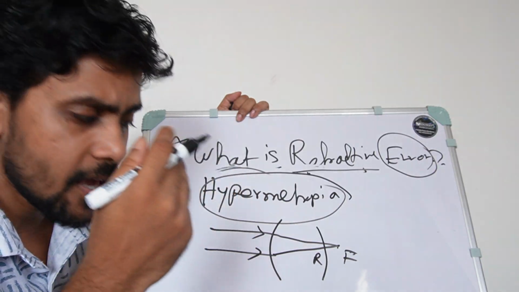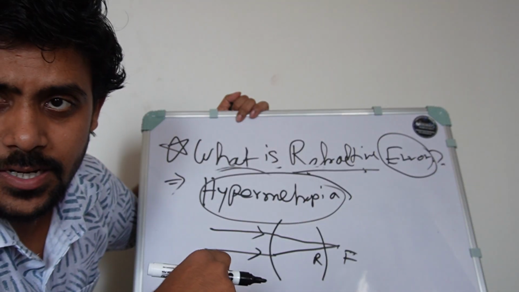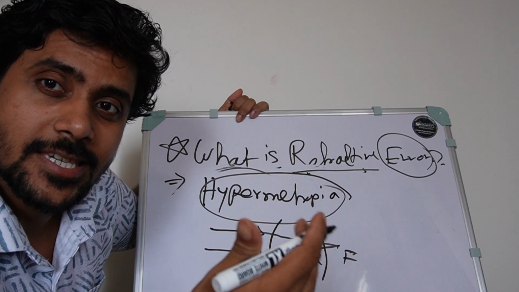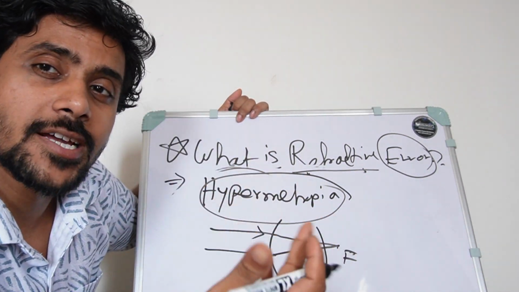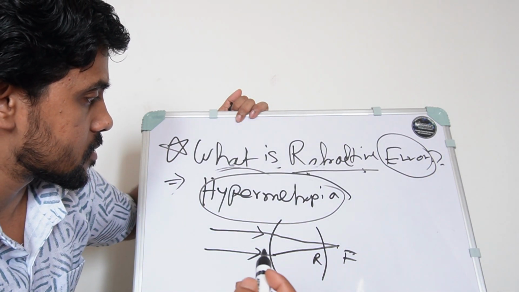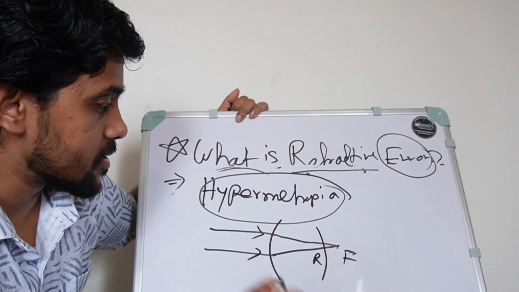nearsightedness, and this hypermetropia, that we can call farsightedness. In that condition, the thing we are talking about appears more clear. Okay, so this is what hypermetropia and myopia are.